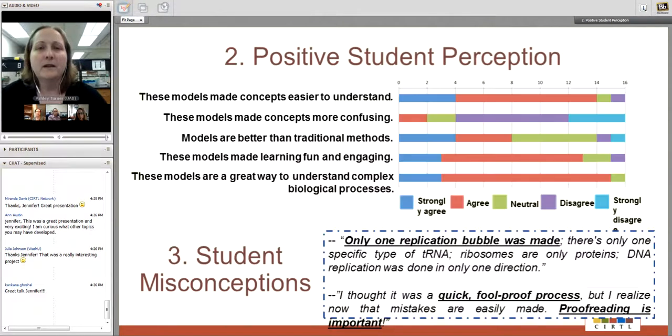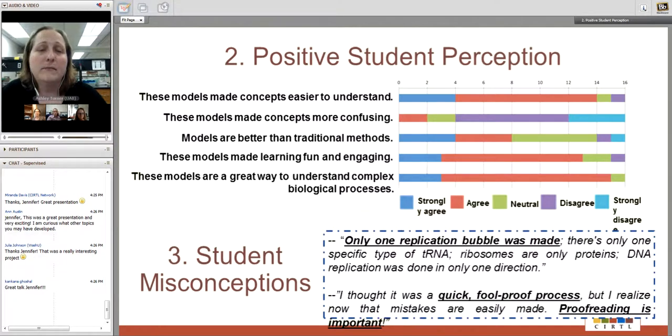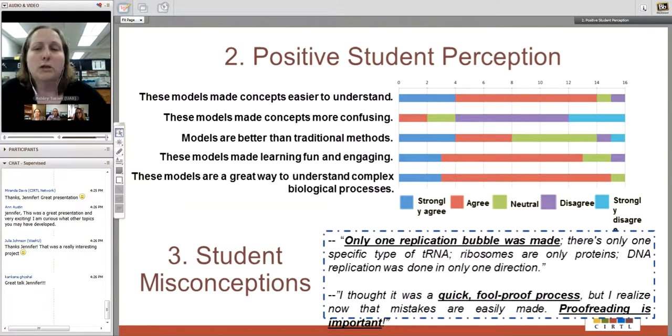Next slide. Students also had a very positive perception. This is a Likert-type scale graph with a number of different items, and they could put their opinion: strongly agree, agree, neutral, disagree. What you can see is there's a lot of red and blue, the strongly agree and agree, meaning the models made the concepts easier to understand. It also made them a little bit more engaging, but there are still some students who say the models made concepts more confusing, and some who said they would much rather have the traditional method.